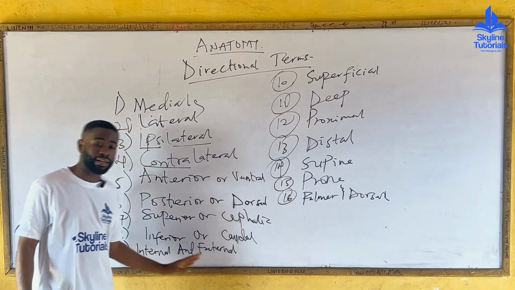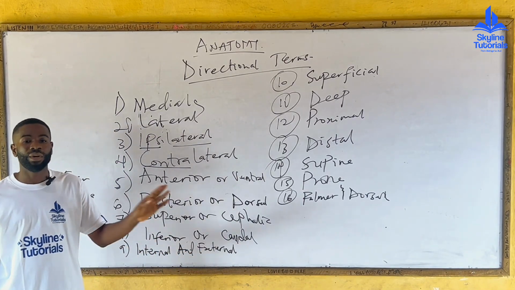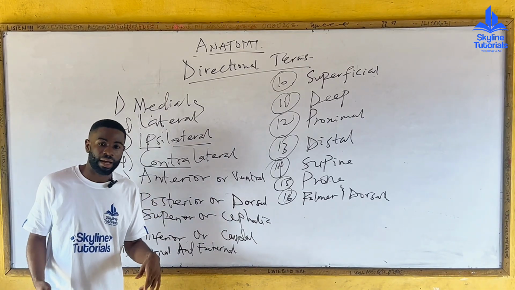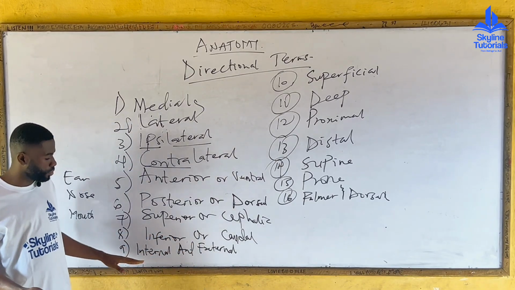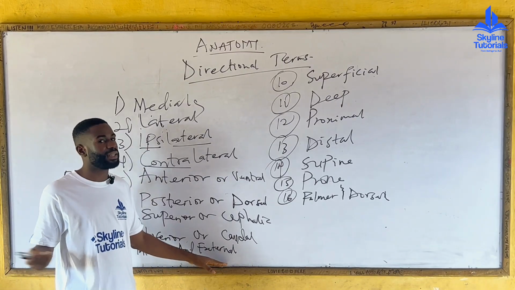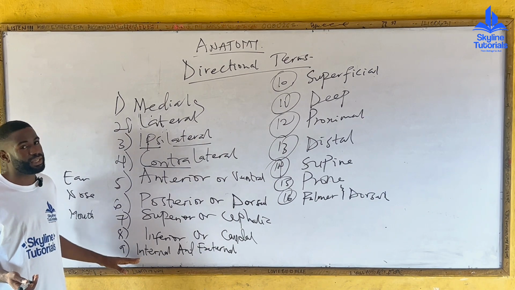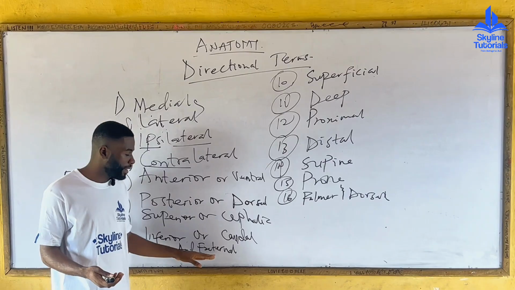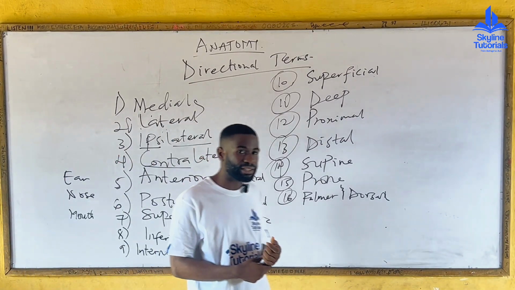Internal and external. Internal and external simply indicate positionings of structures that are within an organ or outside an organ, or within a cavity or outside a cavity. Okay, so we have internal and external structures. So using the overall body, we can easily cite external structures like the ears, and then internal structures like the liver. So we use this to depict positions that are within or out of the body organs or cavities.